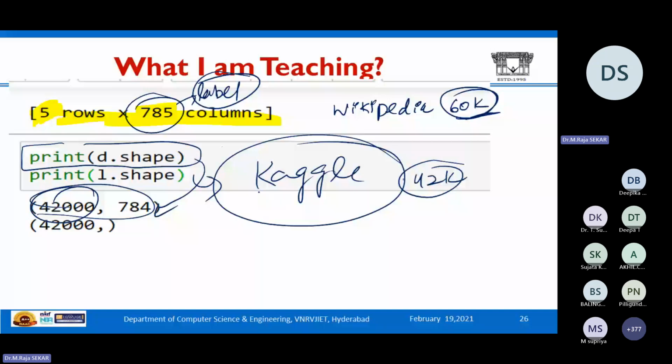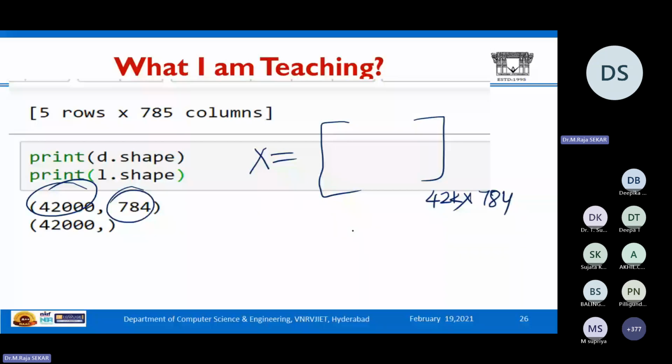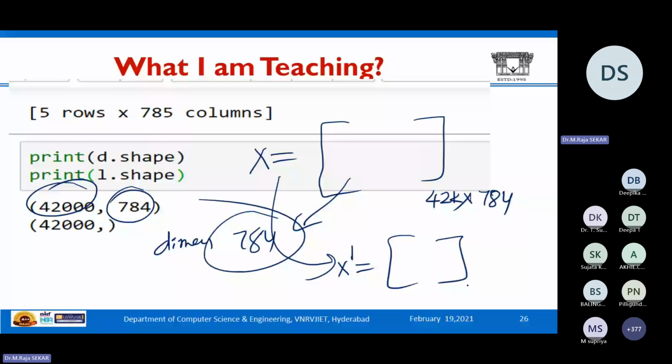Yes. Now, what is my dataset here? I request all of you to understand the dataset. 42,000 means 42,000 rows. How many columns? 784 columns. The dimensionality of this dataset is 784. What is my intention? I have to convert this into X dash whose size is 42,000 by 2. The 784 dimensions I will convert into 2 dimensions so that you can visualize the data.